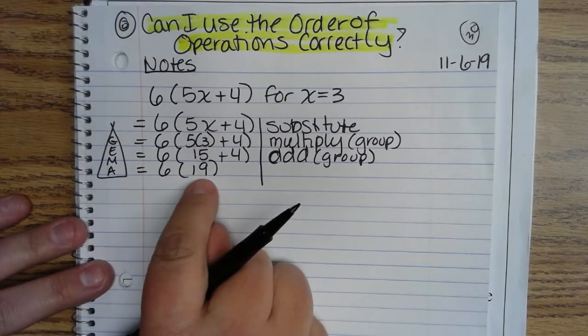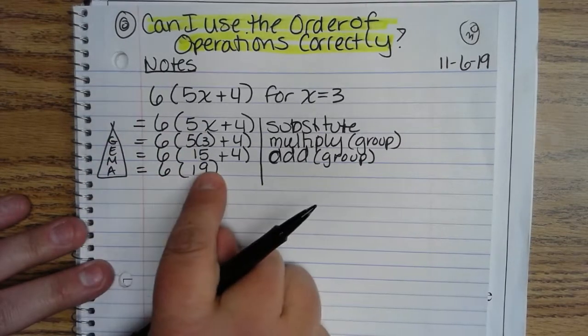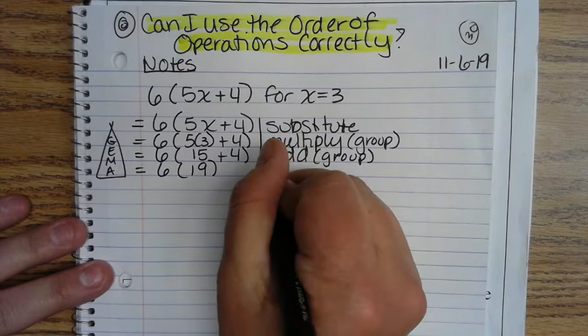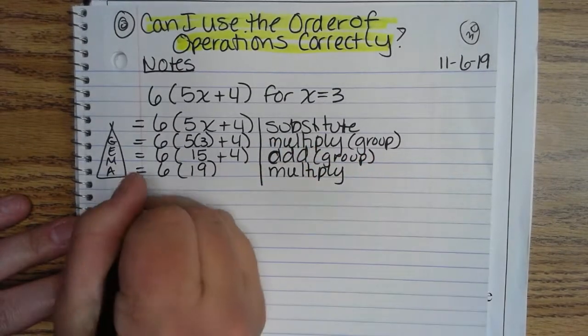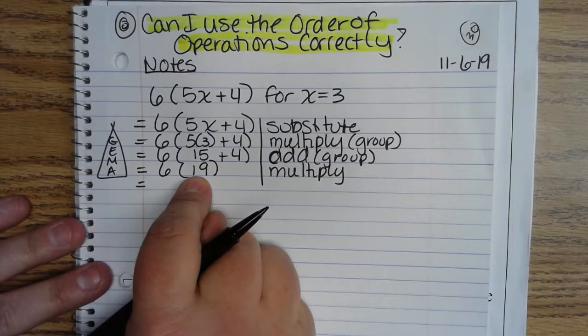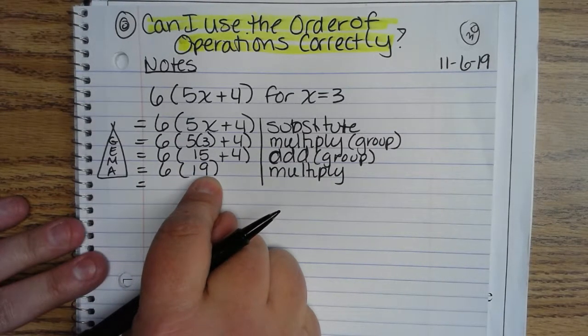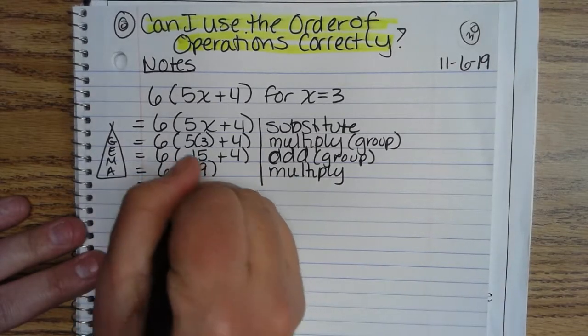What I have left now, if I go down, there's no exponents, there's no more groups. We're on the multiplicative operations. We're going to multiply. And 6 times 19, 6 times 10 is 60. 6 times 9 is 54. And 54 plus 60 is 114.